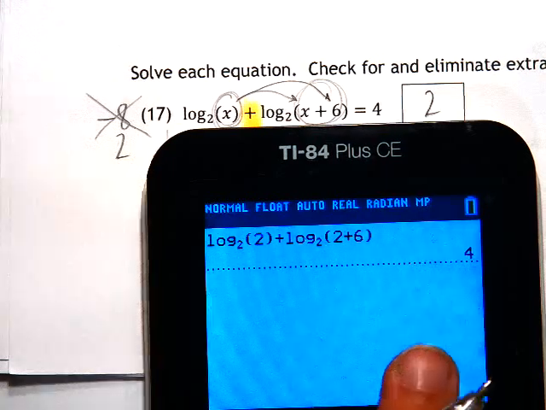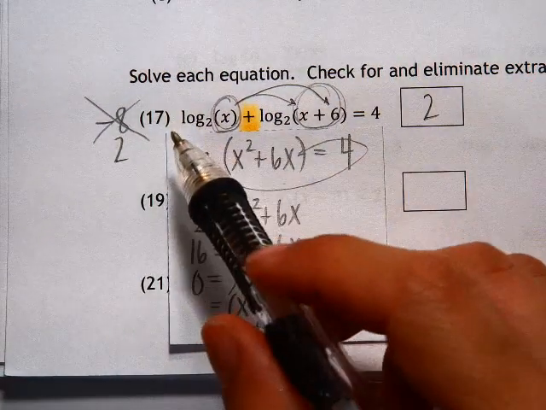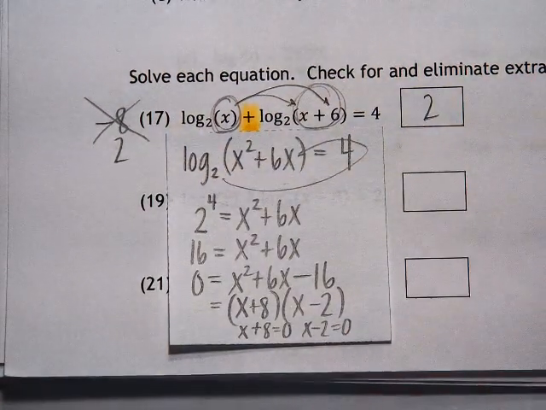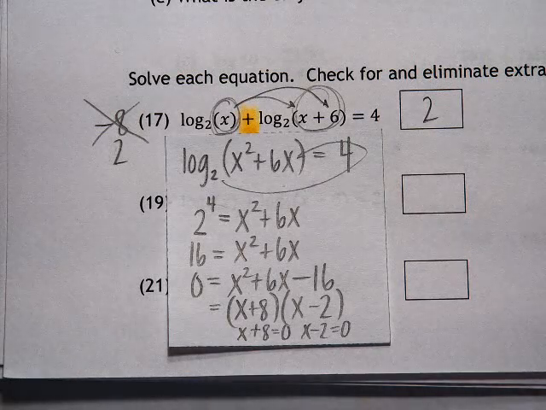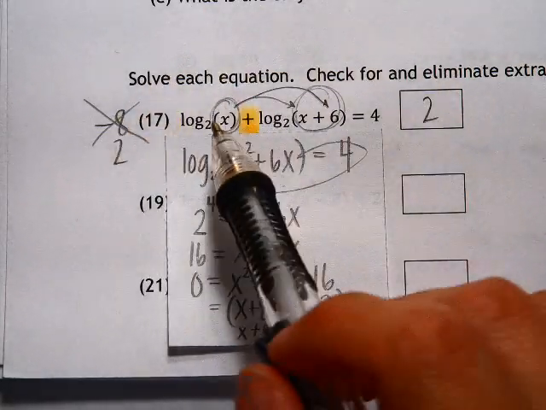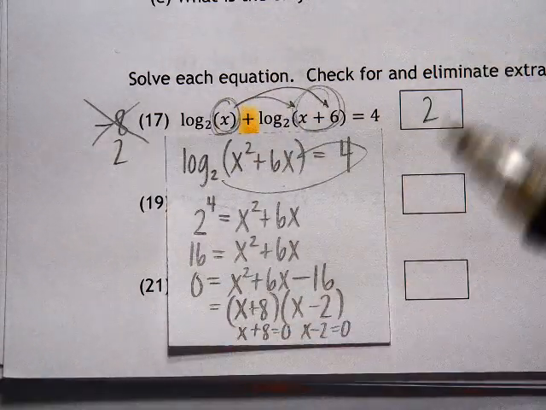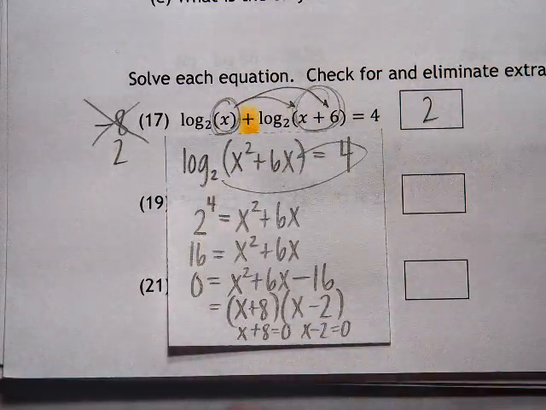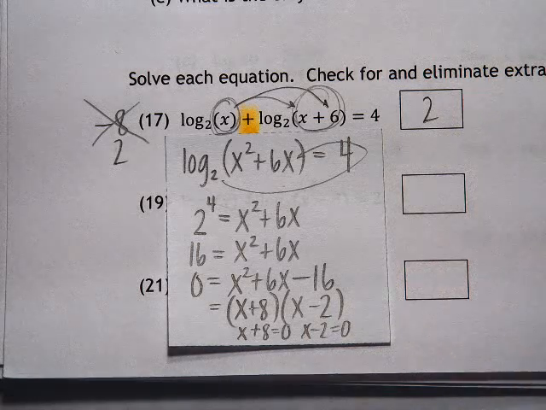The general rule of thumb is negative answers don't work, positive answers do. So even if you don't have a calculator, you're not necessarily stuck. Just remind yourself, negative answers don't work with logs, positive answers do work with logs. And that's a good rule of thumb going forward. You can never have a log of a negative number.